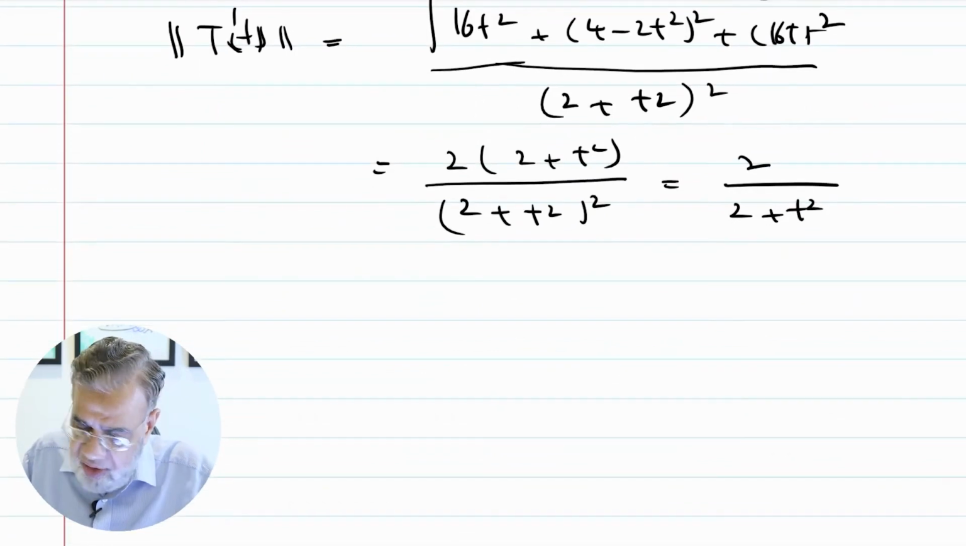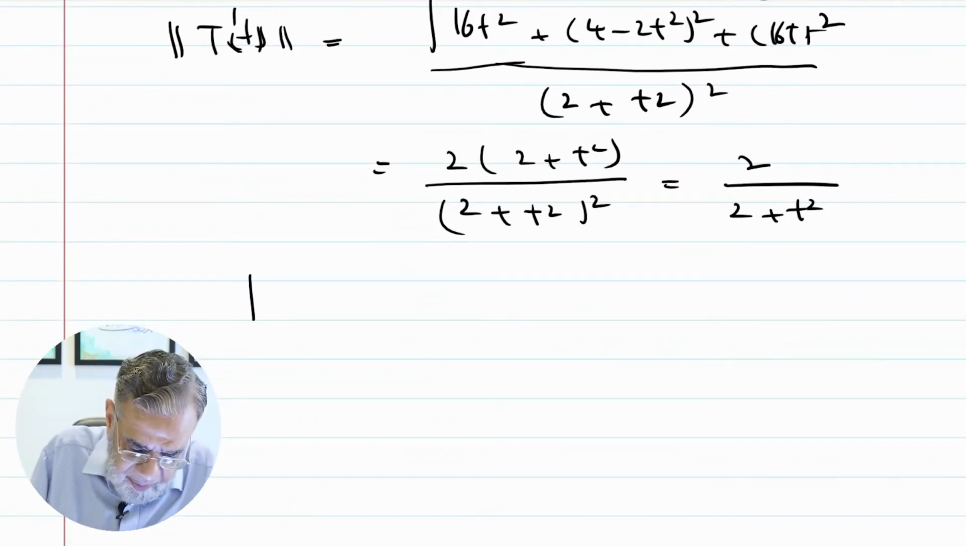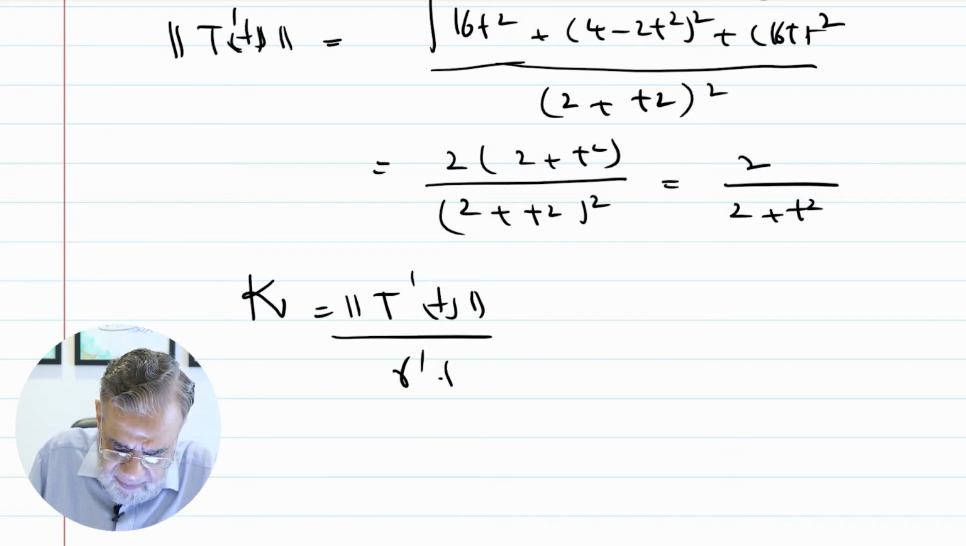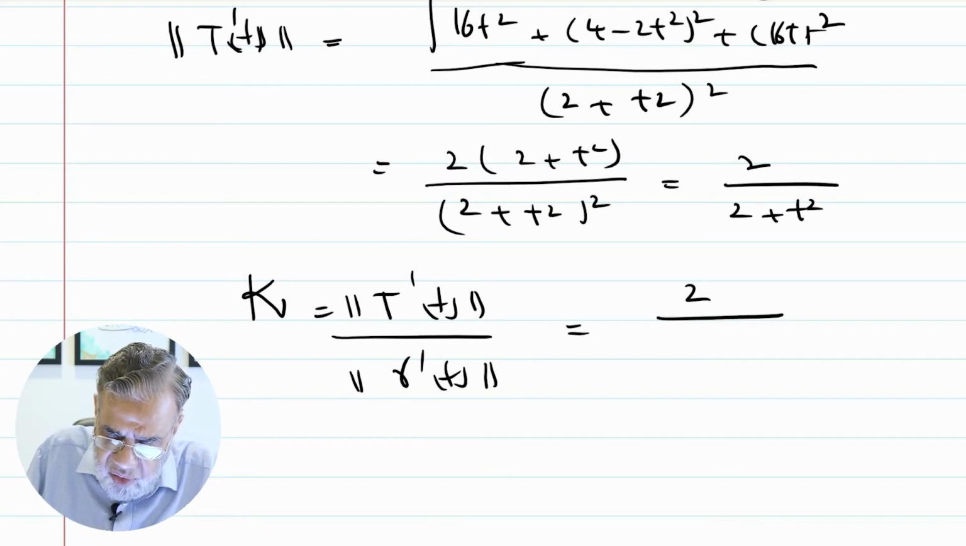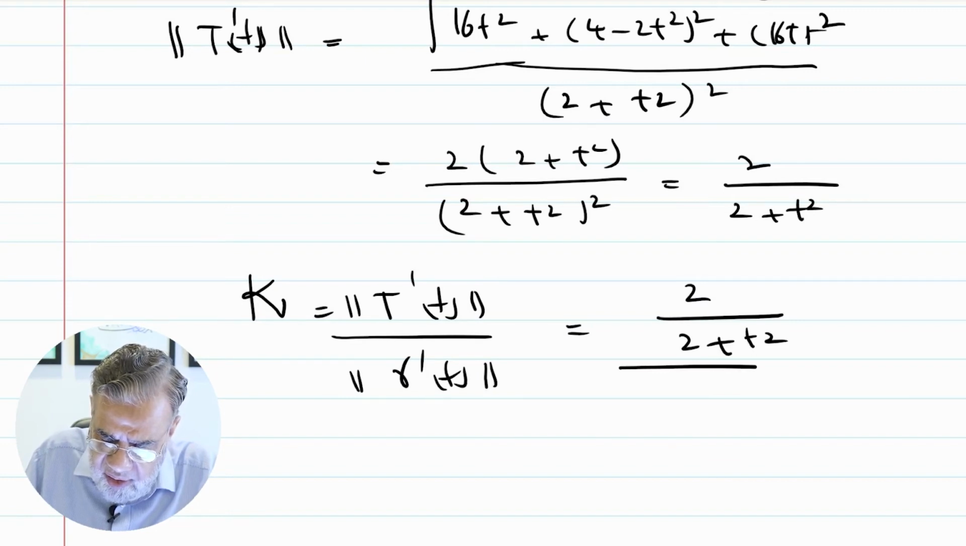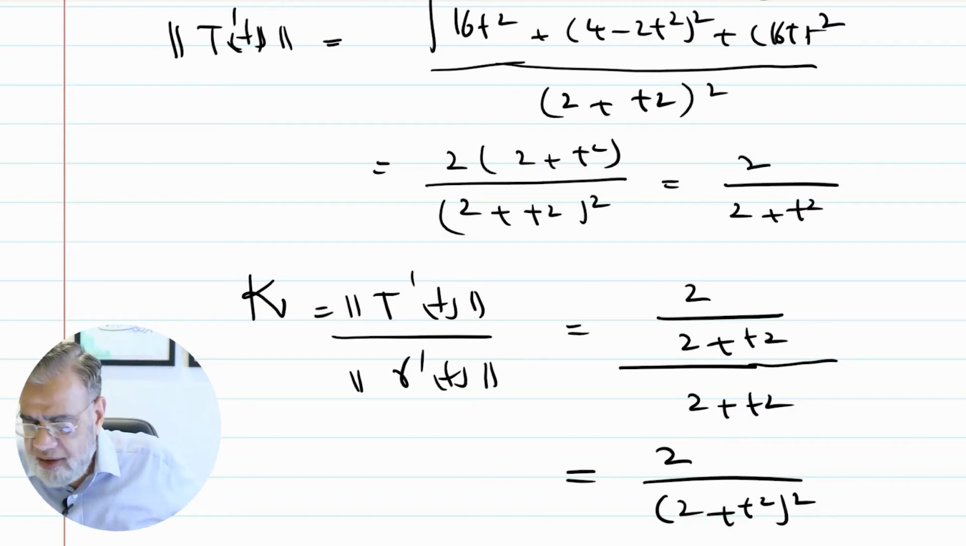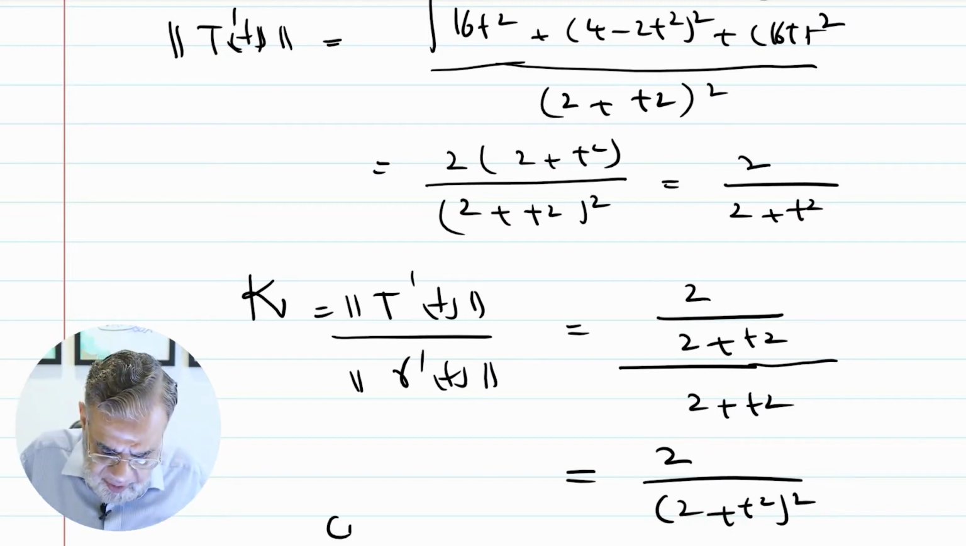Our kappa is equal to the magnitude of T'(t) over the magnitude of r'(t). That gives me 2 over (2 + t²), over (2 + t²). Simplifying this, we get 2 over (2 + t²)². It's just the calculations, and this is my curvature.